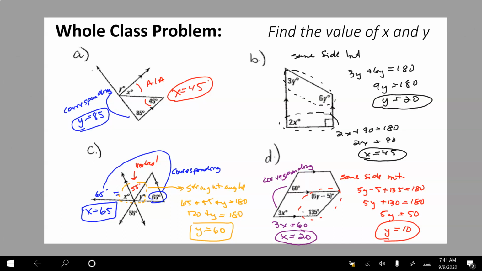We are having a quiz, or we're having a test next week, but you need to know all these definitions and how these angles are related, whether they're congruent, supplementary, so on and so forth.